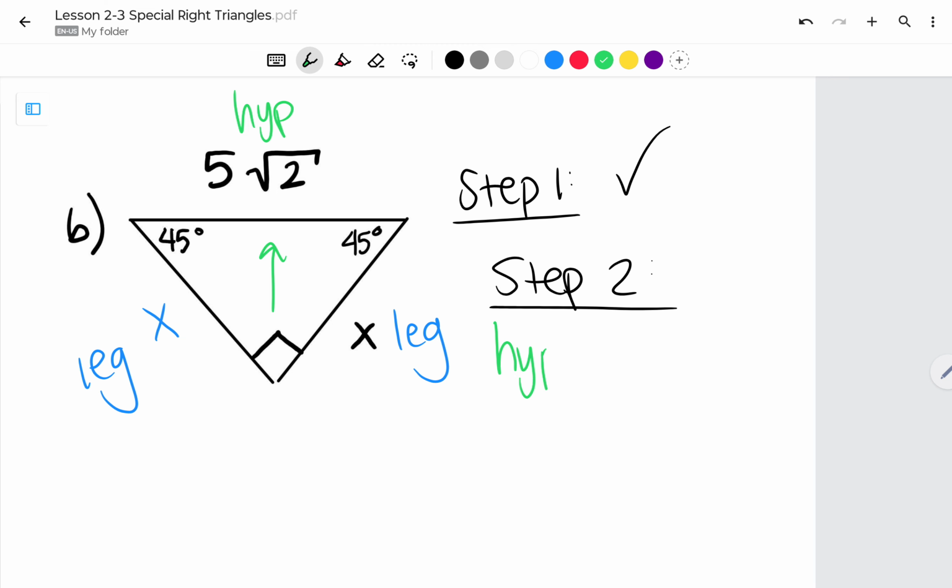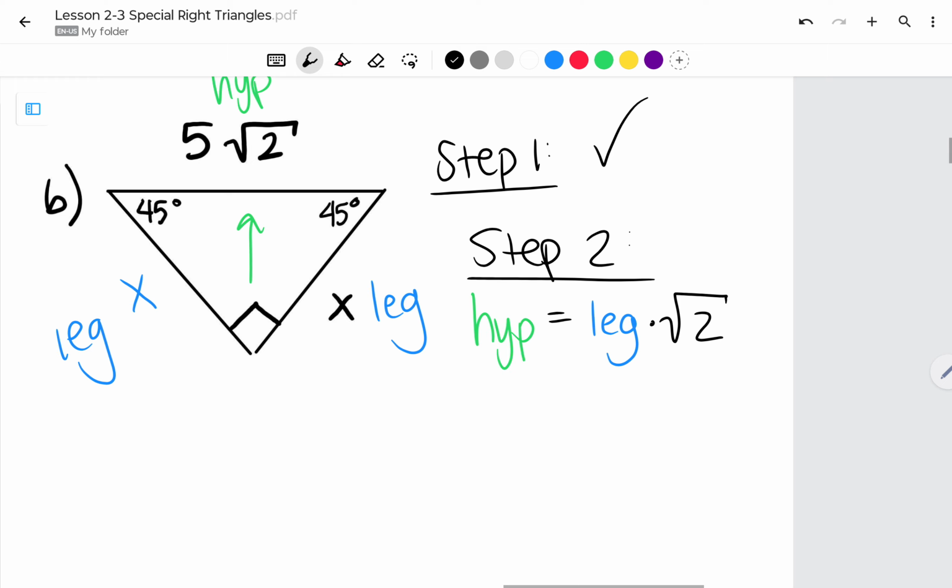Formula. I'm going to keep writing on the formula until I memorize it. Okay? So if you didn't memorize this formula yet, you should also keep writing it down as well as practice. I know the hypotenuse is 5 square root of 2. I know the leg is x. I know, and I have to multiply by square root of 2.